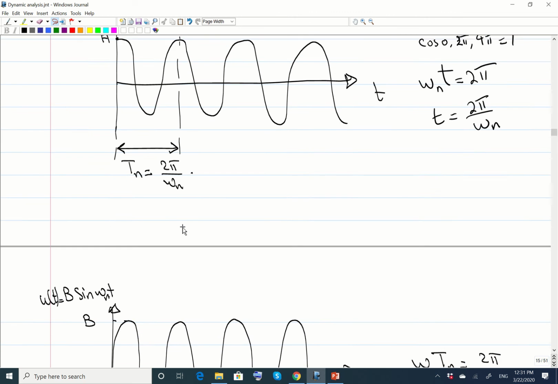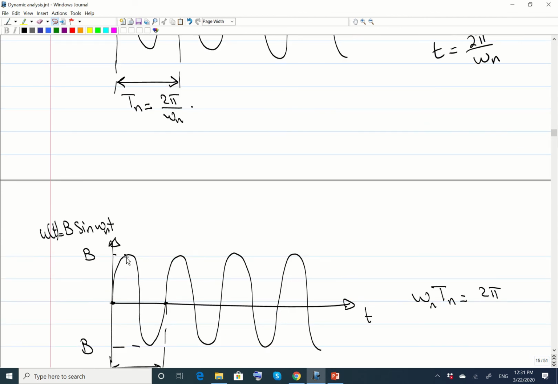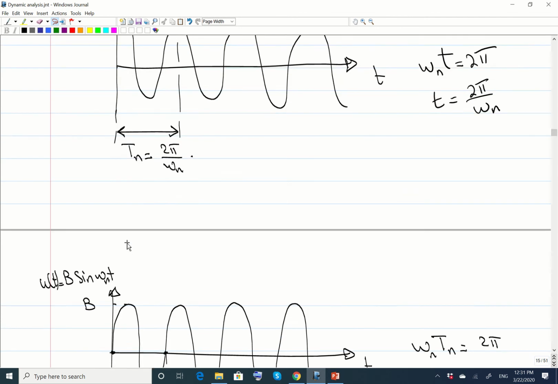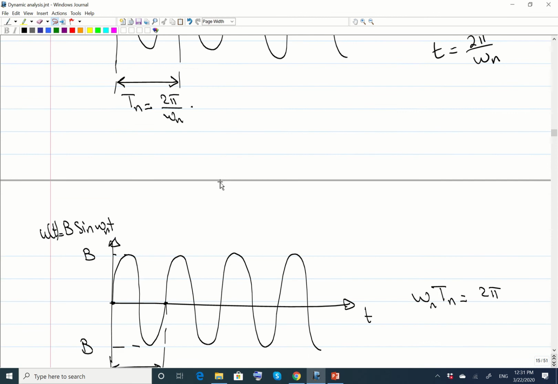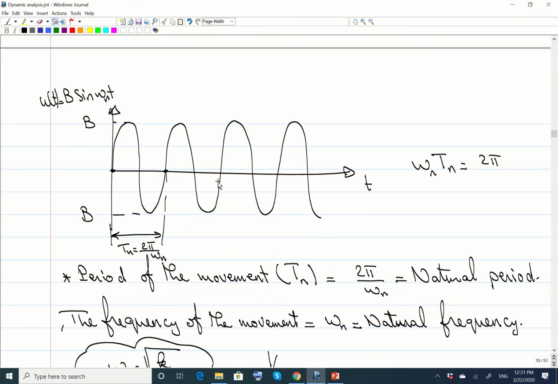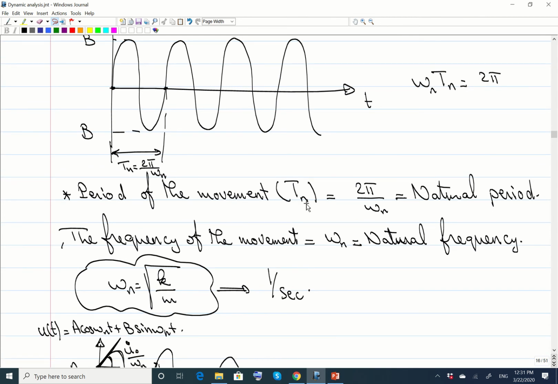What does out of phase mean? When the cosine omega n t has its maximum amplitude, the sine has 0. When the sine function is at its maximum, the cosine is 0. They are oscillating with the exact same frequency, but they don't reach their amplitude at the same time. Since you have two movements that have the same frequency, the period of the movement is the same, Tn, which is 2 pi divided by omega n. This is the natural period.